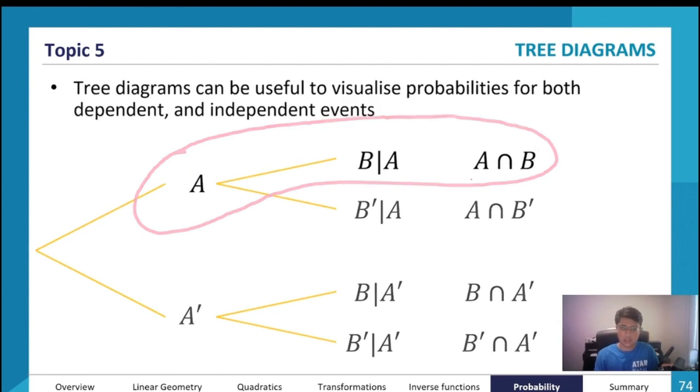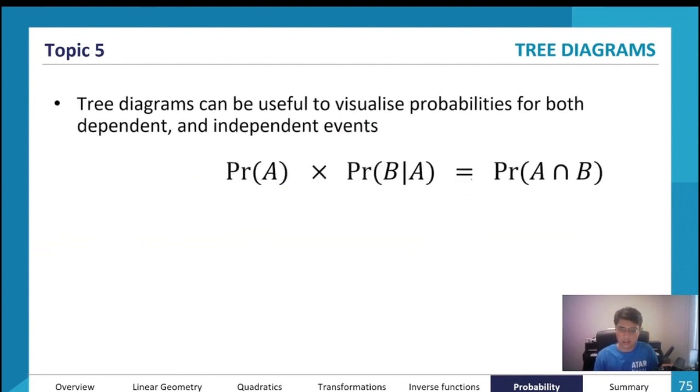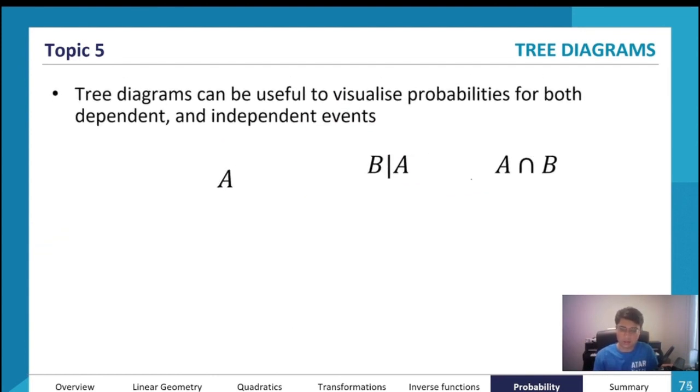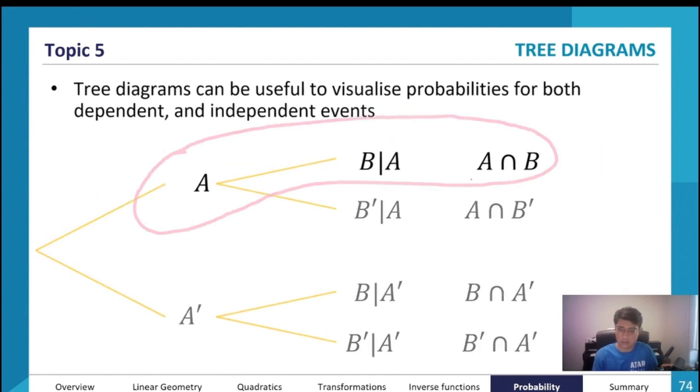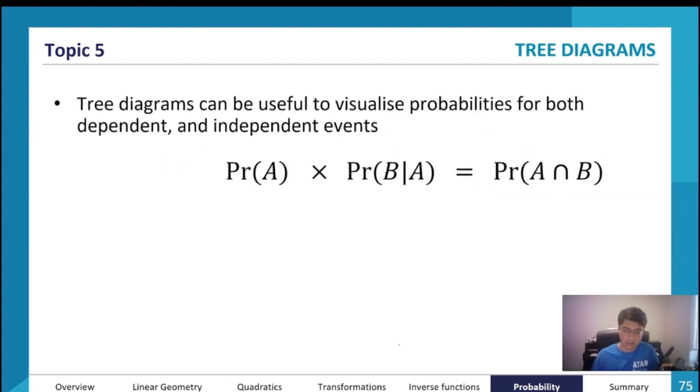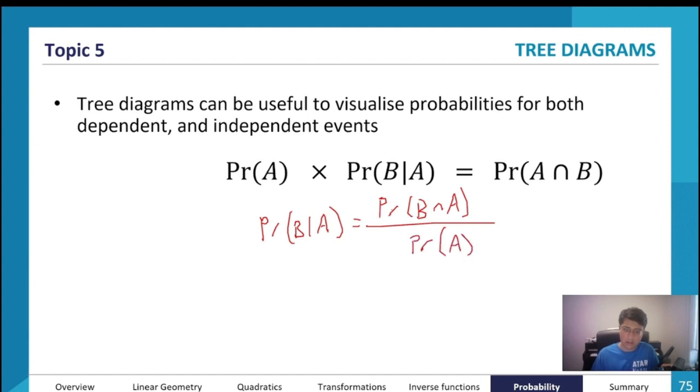That's the power of tree diagrams. And one thing to note there is that we're just rearranging the conditional probability formula when we do that. Because again, the conditional probability formula for B, given that A has happened, is the probability of B intersect A all over the probability of A. Multiply both sides by A.